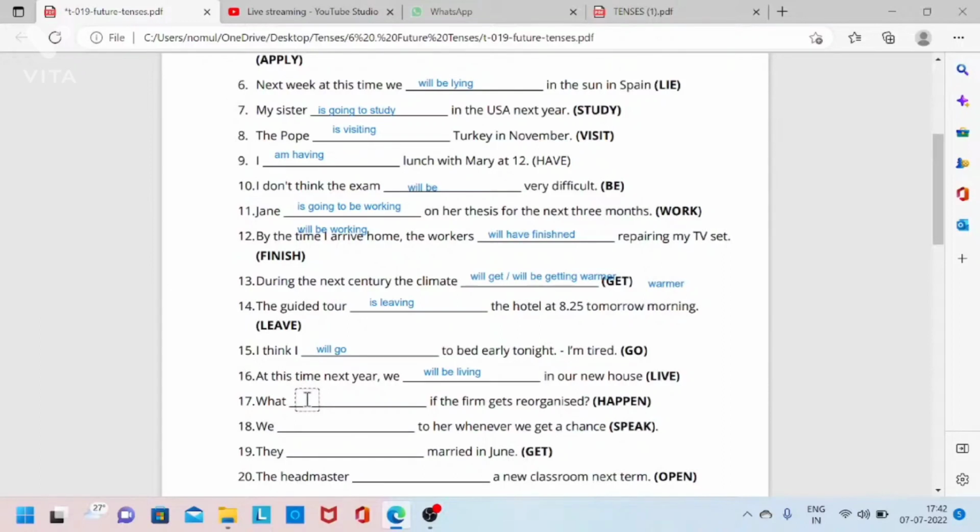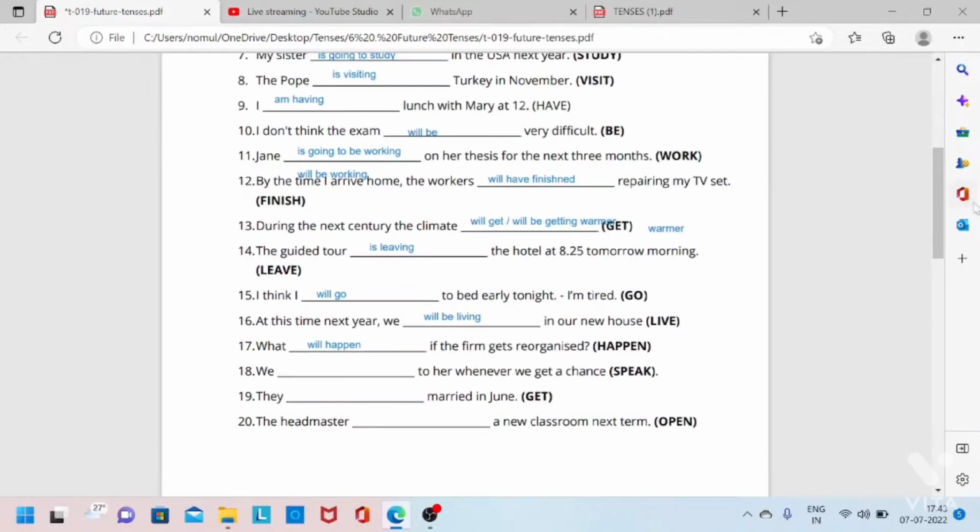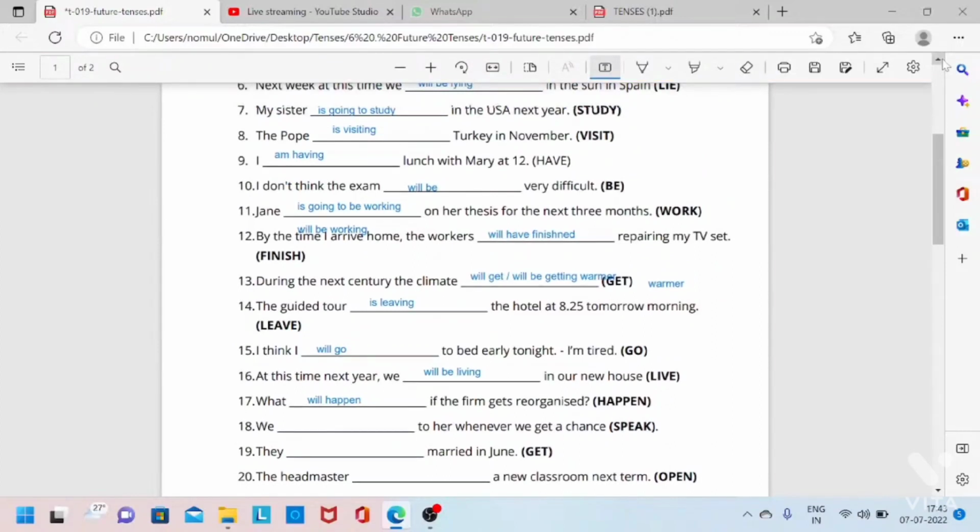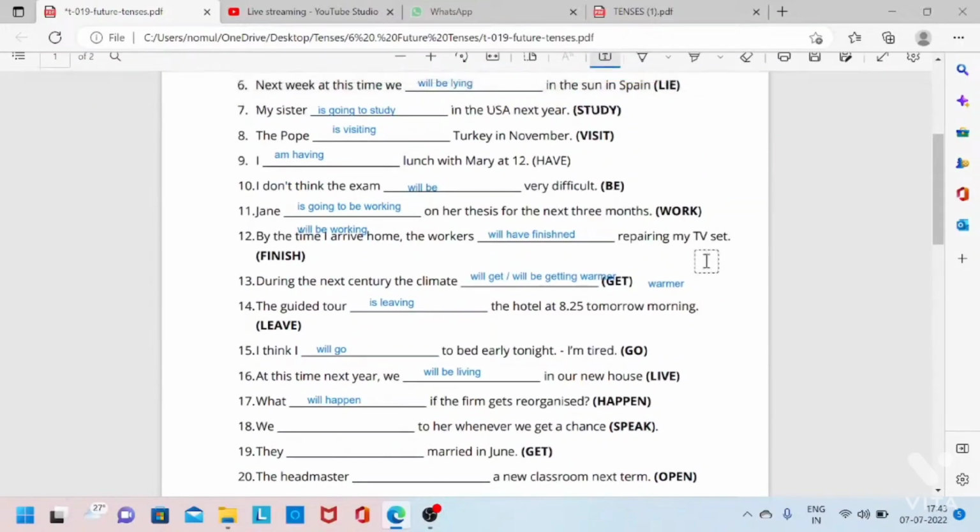Okay, so 17th one. What dash if the firm gets reorganized? Okay, what will happen if the firm gets reorganized? Okay, and using speak we have to complete 18th, using get complete 19th, using open complete 20. All three can be done using the equations. If you are not able to do, just comment below. I'll also help you out with the answer, how we have gone through it.